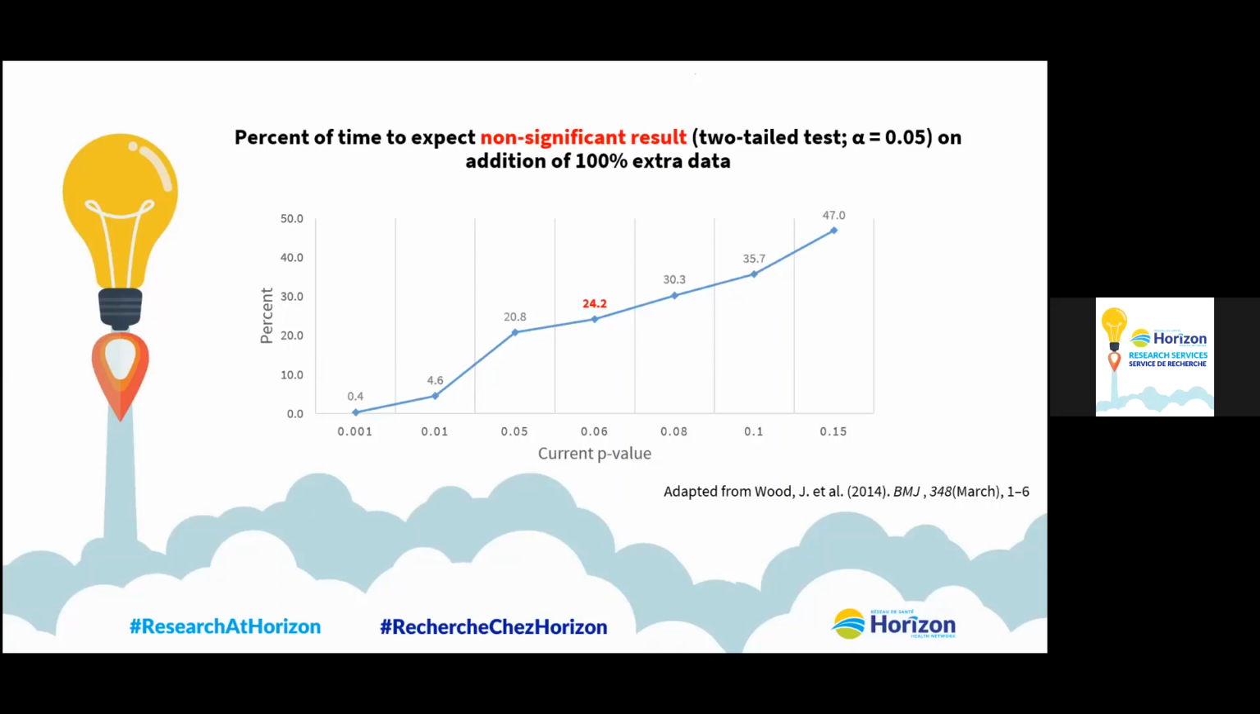We can see here that if you started with a much smaller p-value, then that percent of time is much smaller and it moves upwards as your initial p-value gets larger.